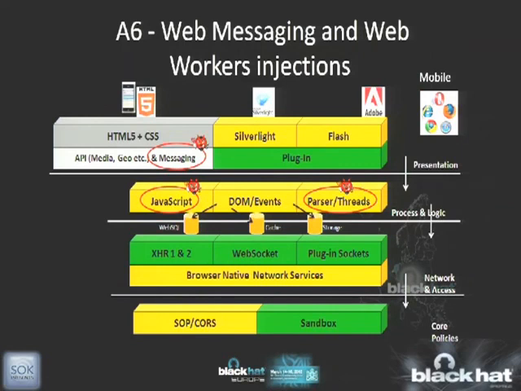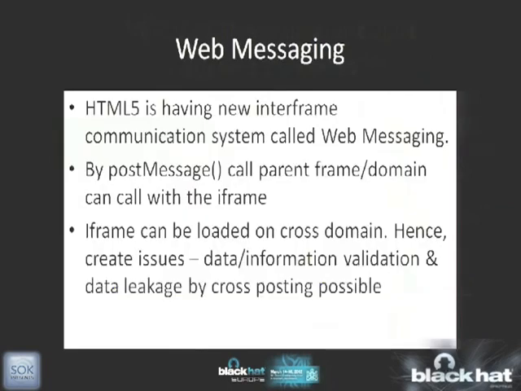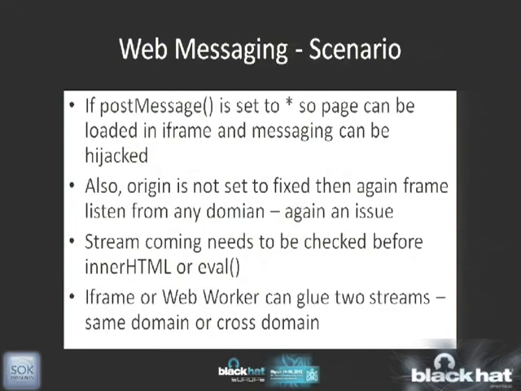The sixth attack vector is web messaging and web worker injection. This is also an interesting one. Web messaging is where your application wants to talk with an inner frame, or your application wants to talk to a page which is already loaded in your DOM. So this is essentially where two iframes want to talk to one another, or an iframe or your main domain wants to talk with your web worker. That's where web messaging came into the picture, which is called postMessage. And again, whatever new data comes will get loaded with innerHTML or eval.